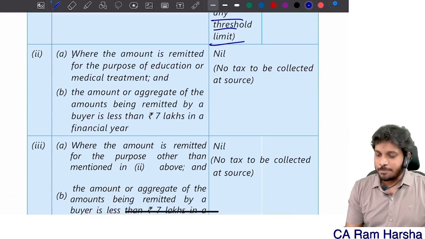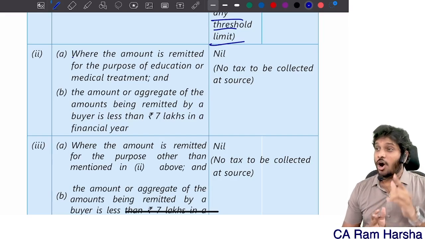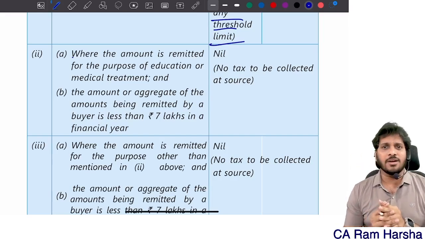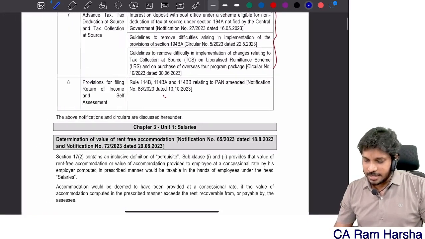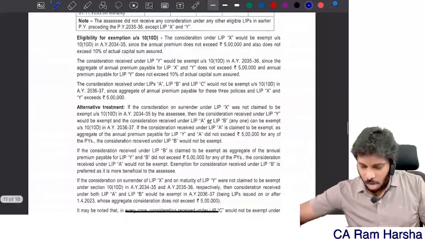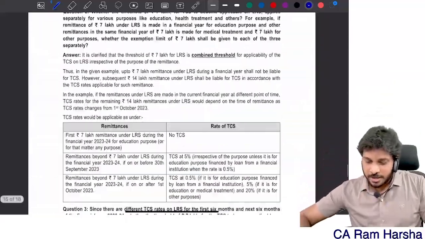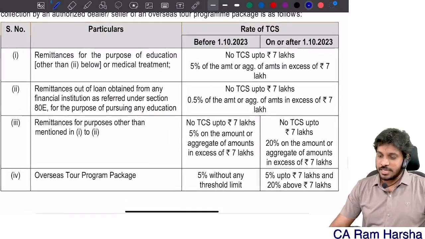Next, suppose you are remitting for education or medical treatment purposes. Let us do one thing. I will directly discuss it in the supplementary material, because the entire provision is given there. You see it better.